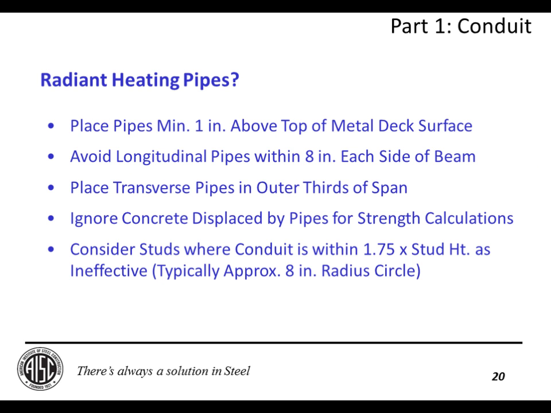When you run strength calculations for your composite beam, you would then ignore the strip of concrete that is displaced by the pipes in the calculation of your compression block. And I'll show that visually in the next slide. And then finally, you would consider studs, shear studs, that are within about 1.75 times the stud height as ineffective. So I generally take this as about an 8-inch radius circle. If you have a conduit crossing the beam anywhere within 8 inches of a stud, you would discount that stud within your sum of Qn calculations for your beams.